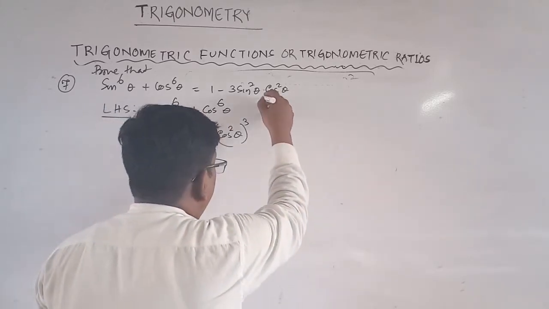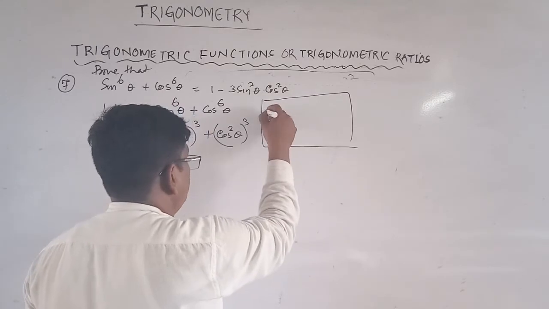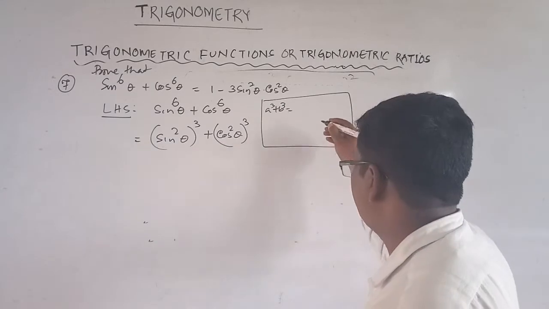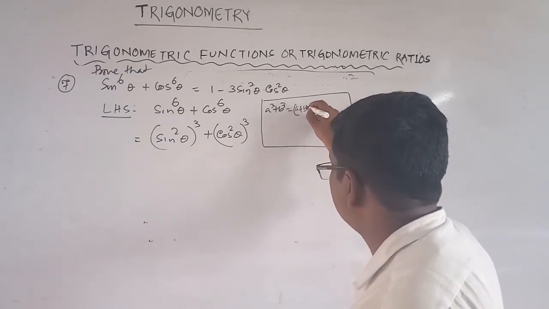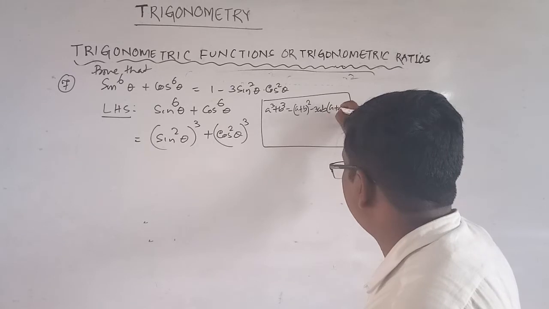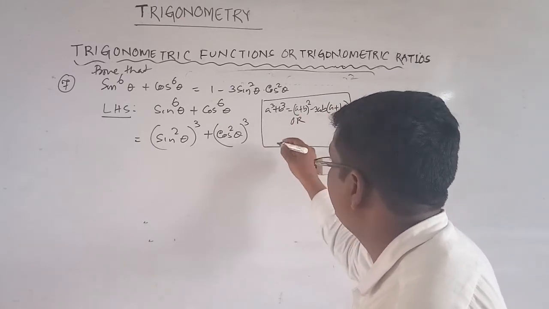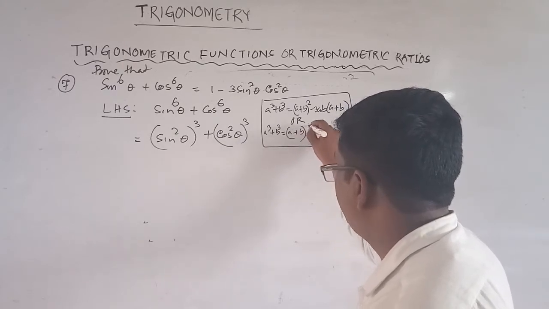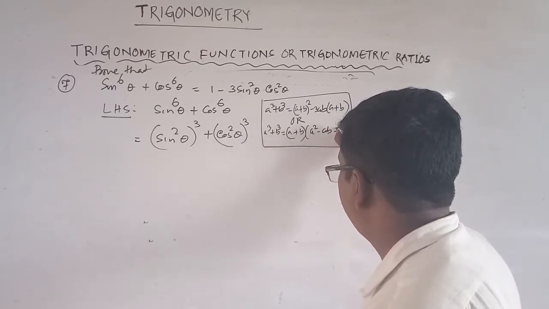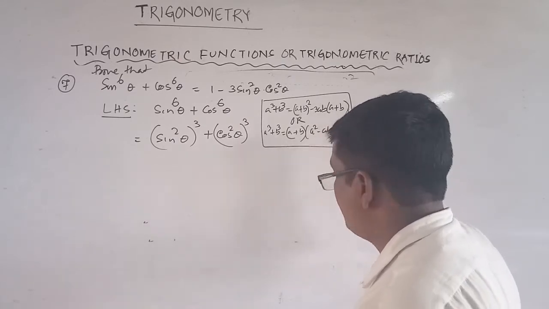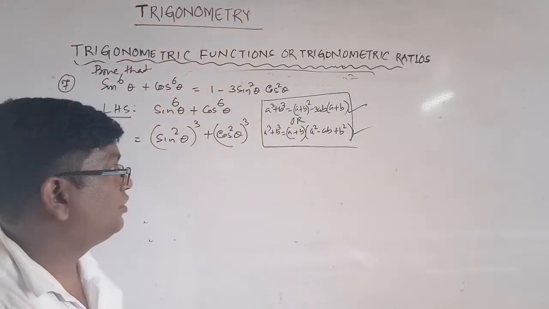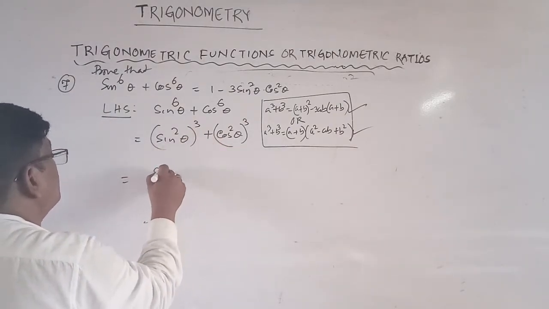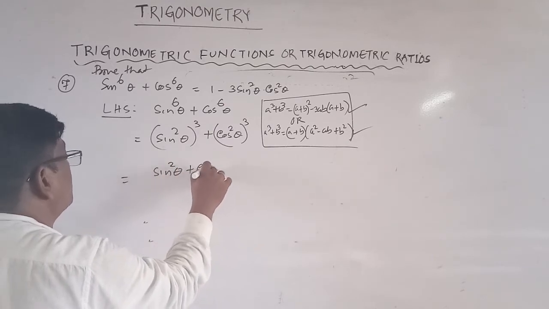So what is the formula for a cube plus b cube? A cube plus b cube is a plus b whole cube minus 3ab into a plus b, or another formula, a cube plus b cube is equal to a plus b into a square minus ab plus b square. Apply the first formula. So a cube plus b cube means a plus b whole cube minus 3ab into a plus b. So a means sin square theta, b means cos square theta.